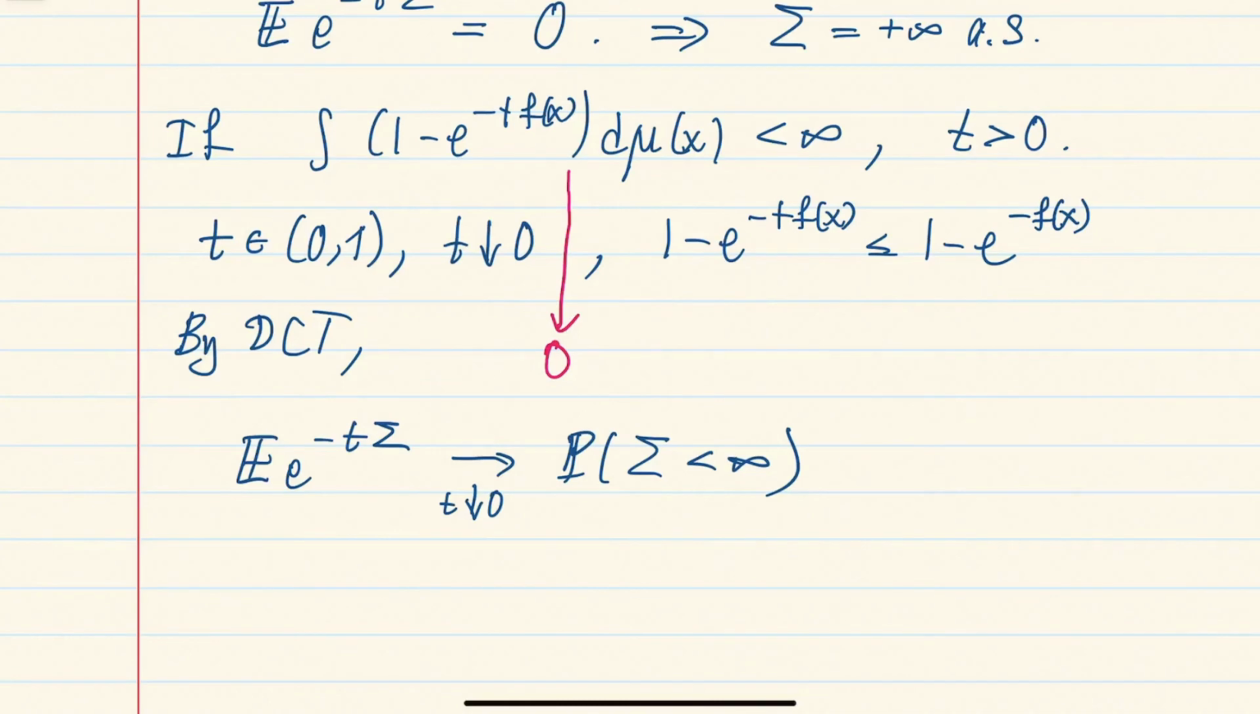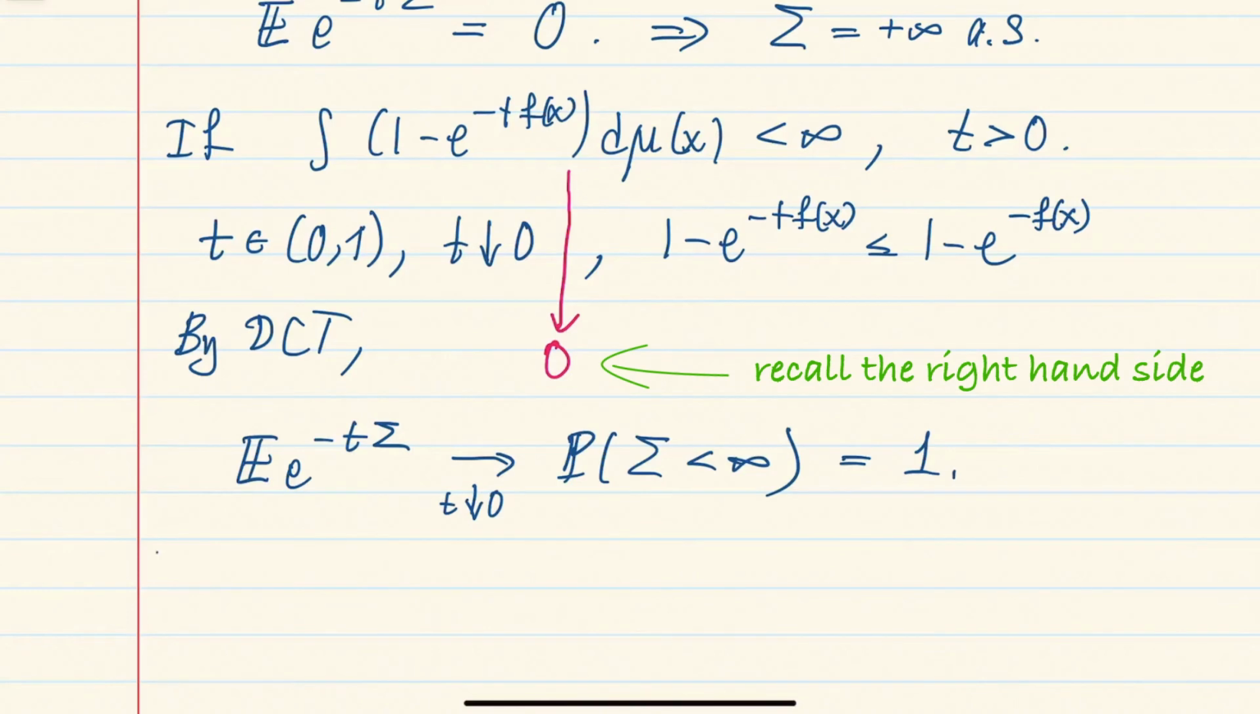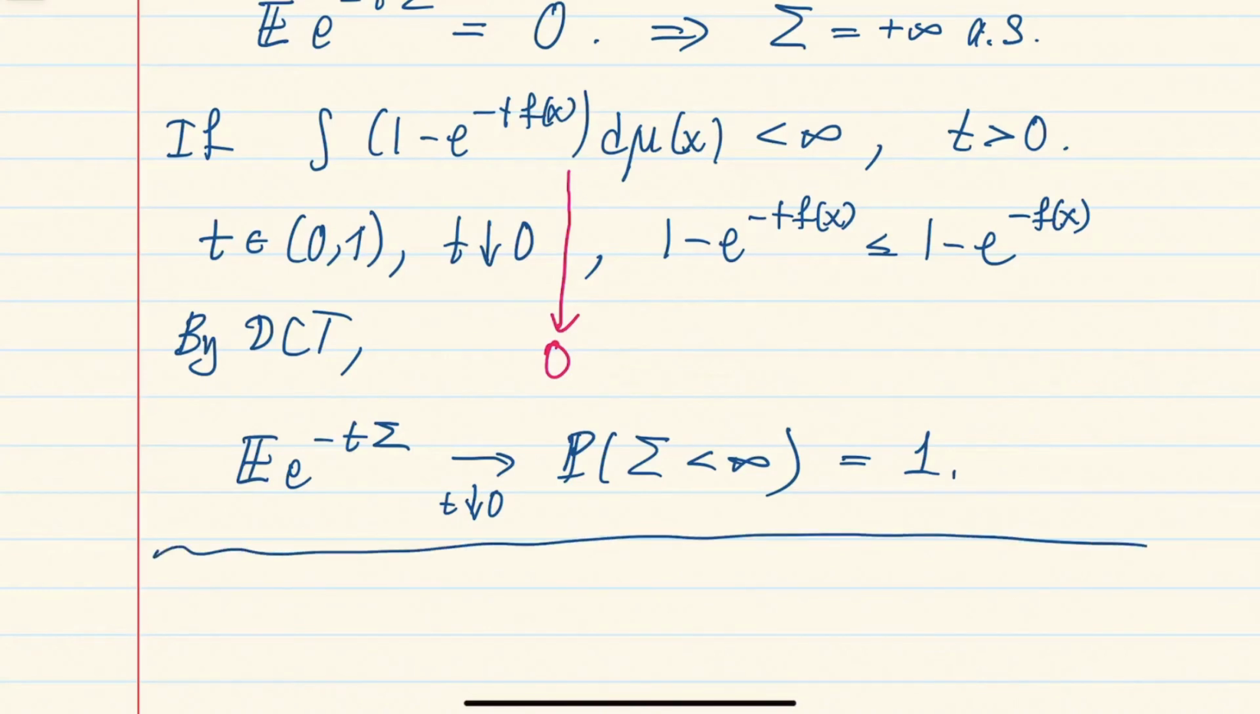Okay, so in other words, we proved that this probability is equal to 1, and this finishes the proof of part 2 and the proof of Campbell's theorem in the case when our function f is non-negative.